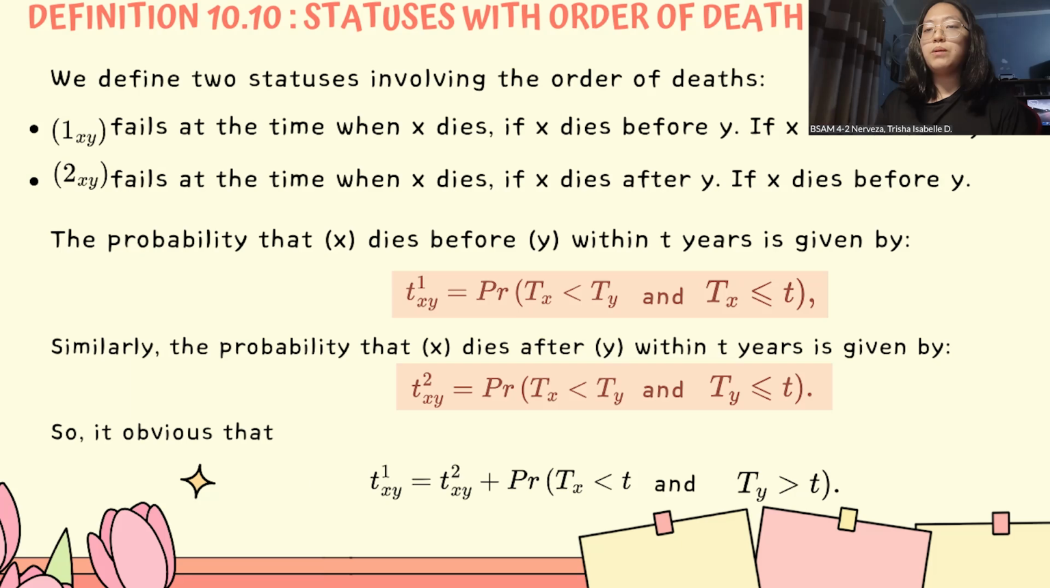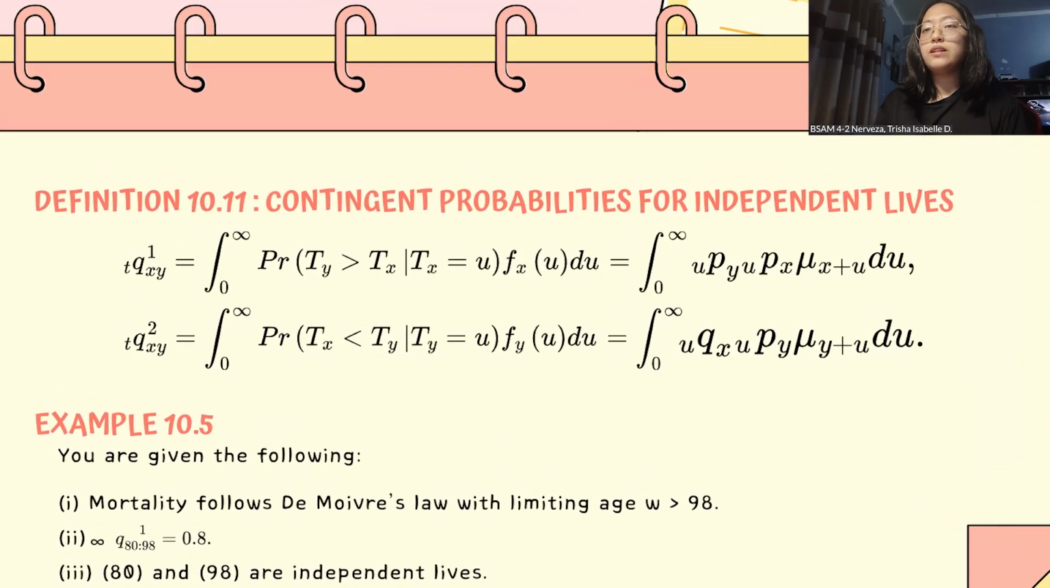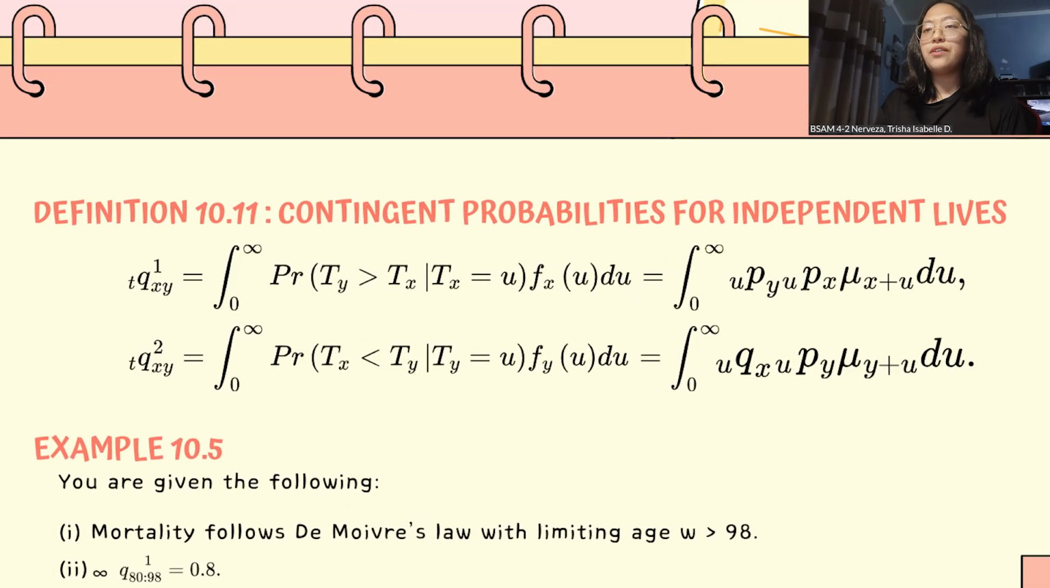We also note that the probability when X dies before Y is equal to the probability when X dies after Y plus the probability when X dies within T, but Y survives more than T. To specifically solve for these probabilities, we consider the joint density function of the future lifetime of X and Y, assuming that lives are independent.